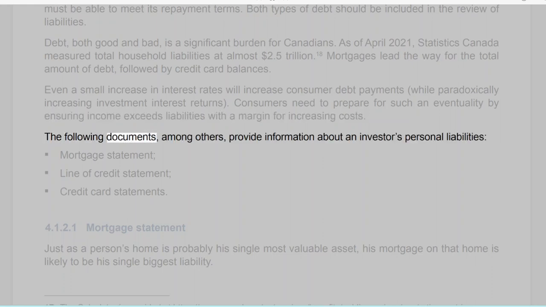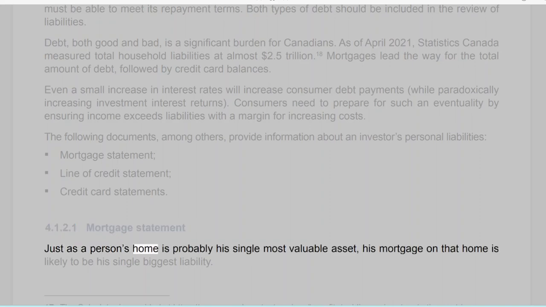The following documents, among others, provide information about an investor's personal liabilities: Mortgage Statement, Line of Credit Statement, Credit Card Statements. 4.1.2.1 Mortgage Statement. Just as a person's home is probably his single most valuable asset, his mortgage on that home is likely to be his single biggest liability.